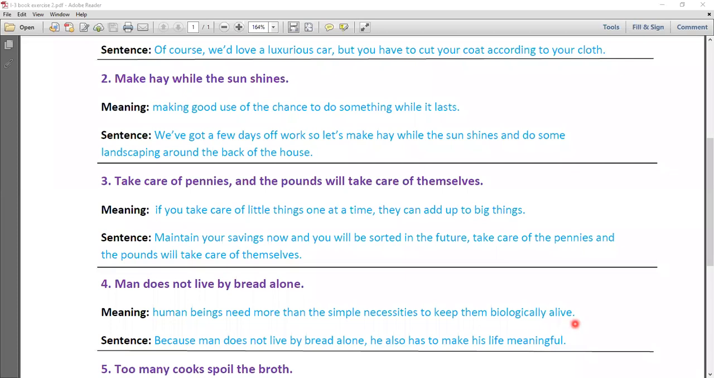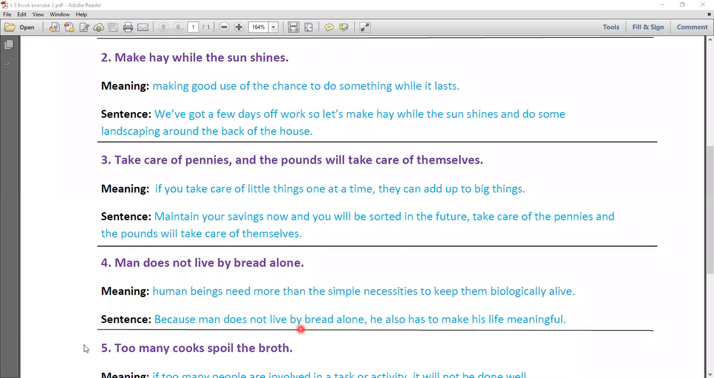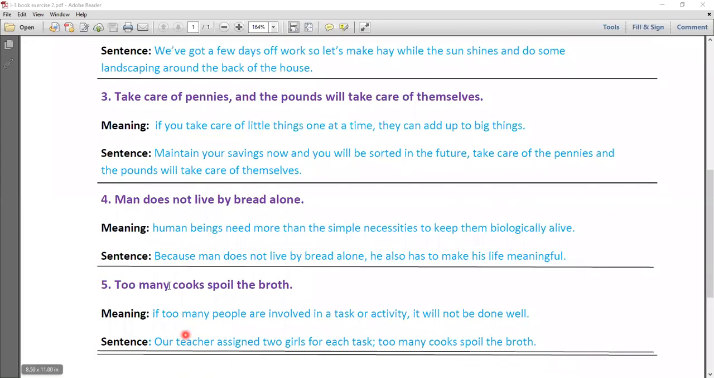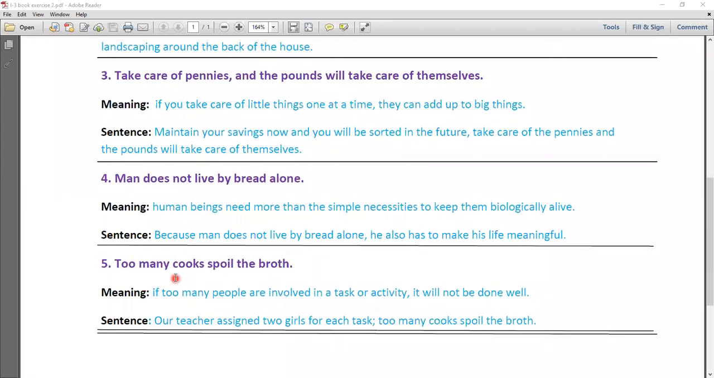Okay, so the sentence is: Because man does not live by bread alone, he also has to make his life meaningful. Okay class, number 5 is: too many cooks spoil the broth. Broth here means soup. Okay, too many cooks spoil the broth.